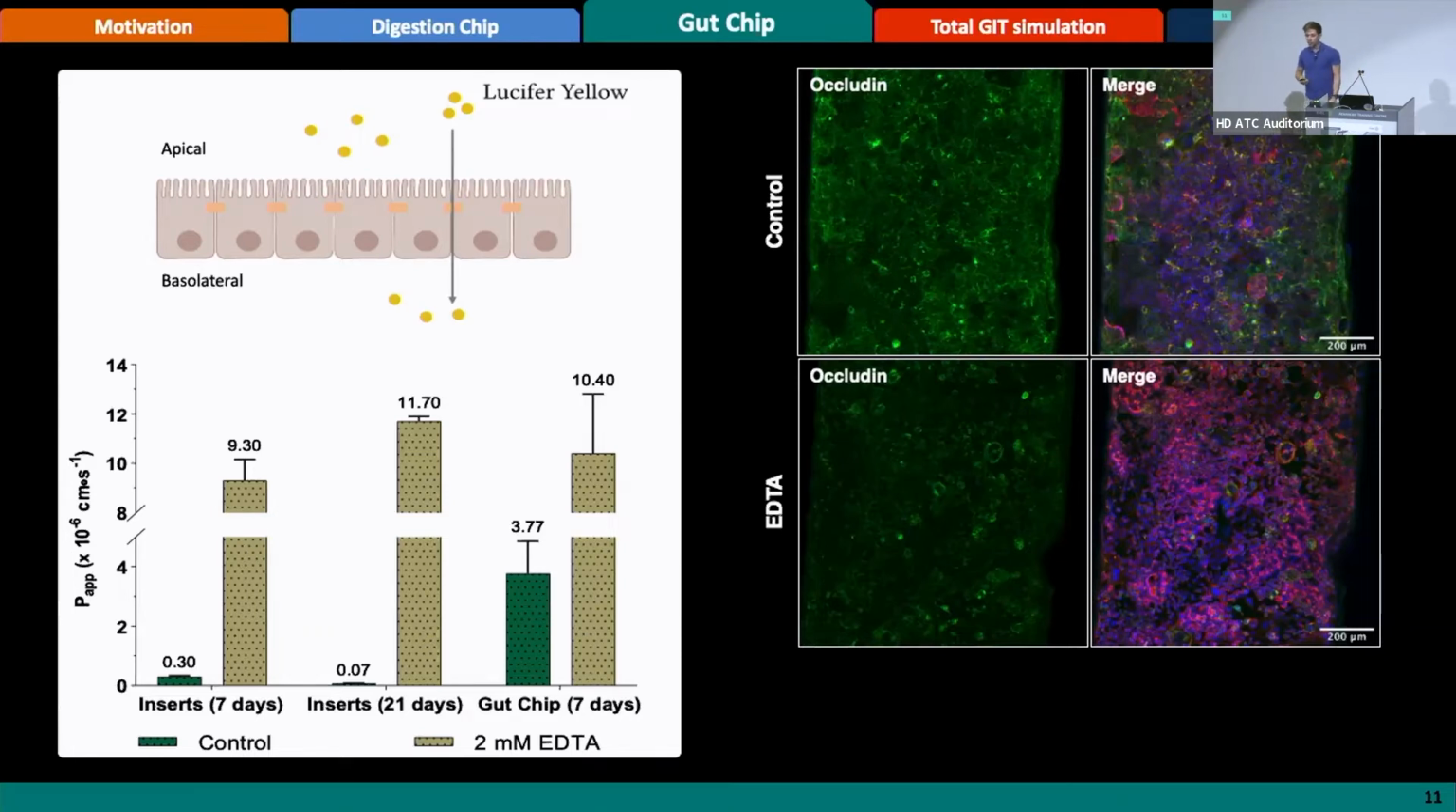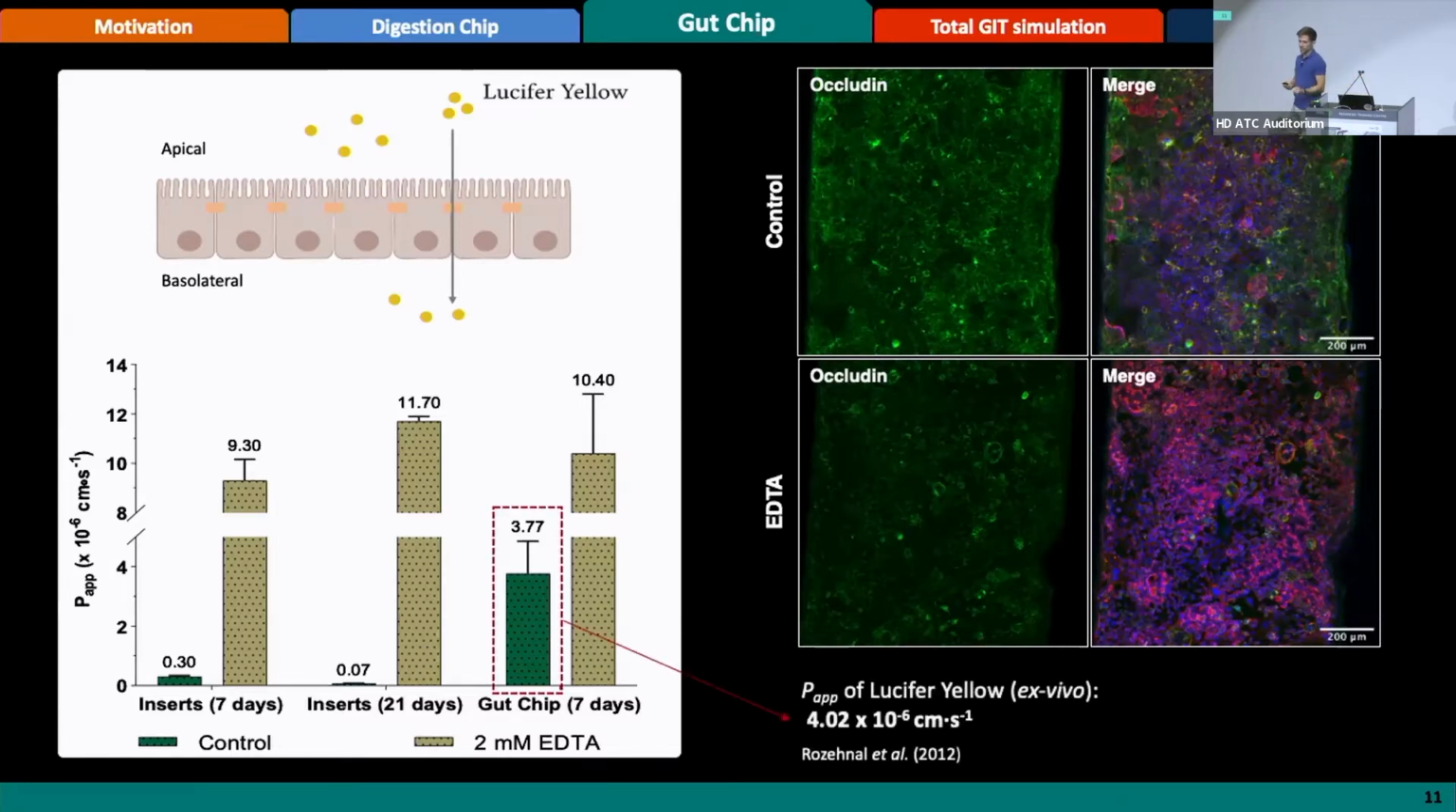However, what I wanted to show is that when we did nothing to the cell, so in our control settings, the apparent permeability of lucifer yellow on the gut chip was a lot higher than on the inserts. And this at first might sound like it's not a good thing, but actually it is, because it matches a lot better the apparent permeability of the same molecule ex vivo. It's also been reported that CACO2 cells grown on transwell inserts form a barrier that is too tight. So this is actually a good thing.